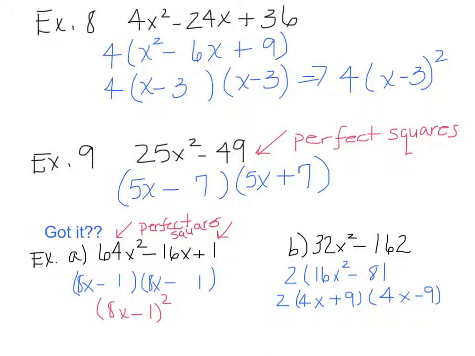Example B did have a common factor, which was 2. So we had to factor out a 2 first. Forgot my parentheses. And then that left us with 16x squared minus 81. 16 and 81 are perfect squares. However, since we needed a -81, one factor had to be positive and the other negative.